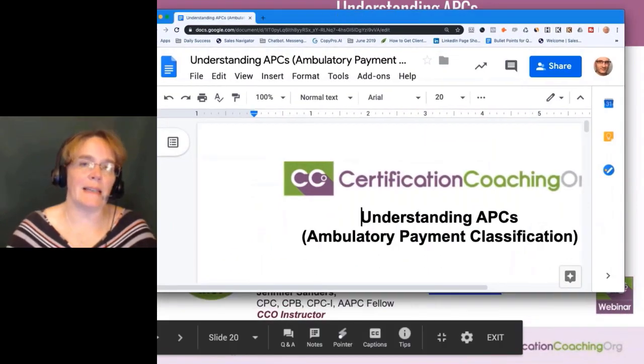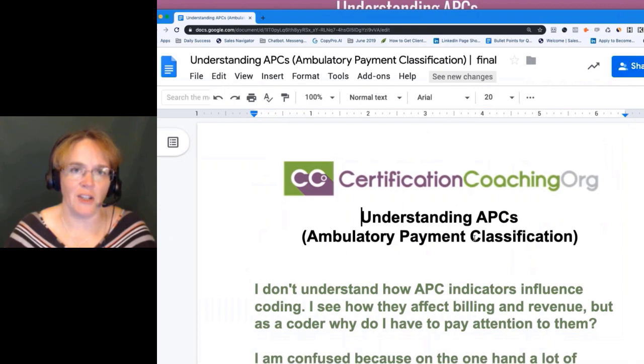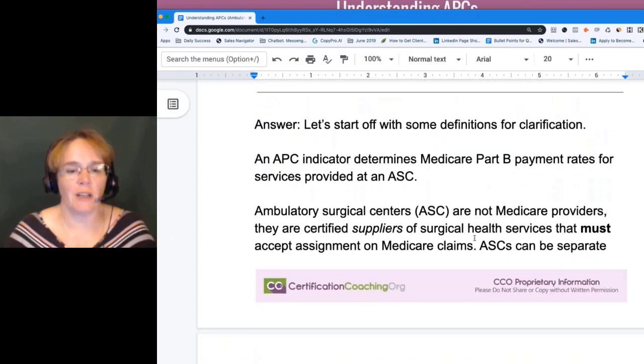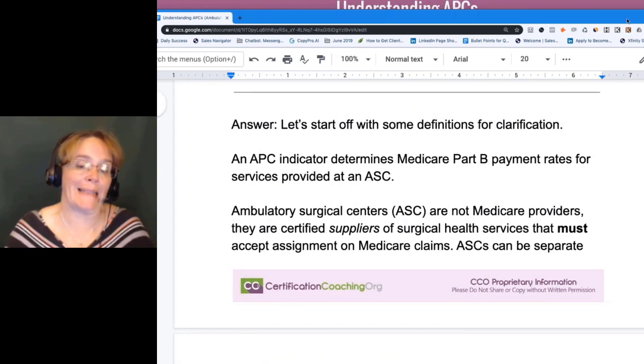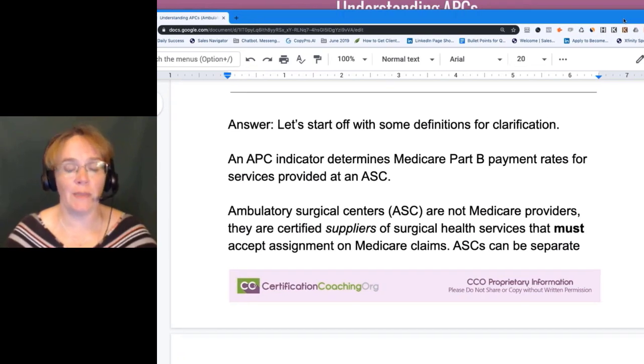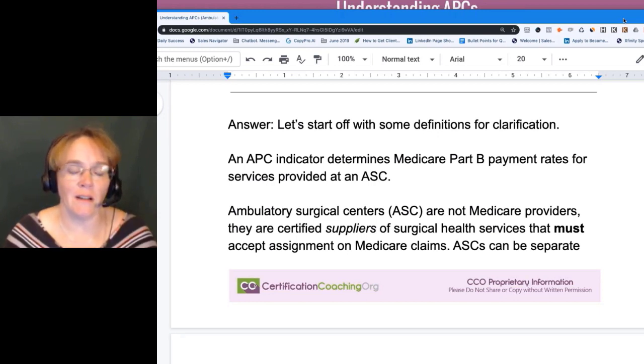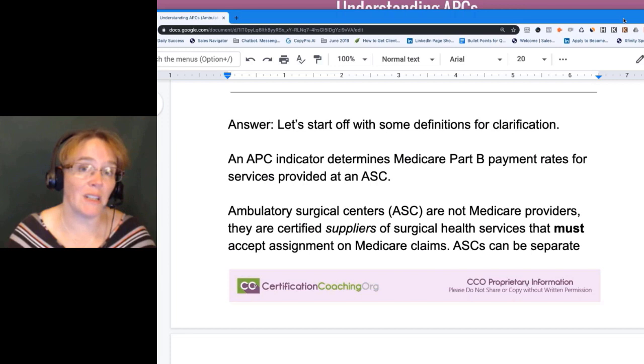So when we're looking at APCs, those are ambulatory payment classifications, established by Medicare, and they are payment rates affiliated with your ASCs, your ambulatory surgical centers. And they deal with the OPPS, which I'll go into in a minute too. ASCs are not Medicare providers, they're suppliers of surgical services, but they must accept Medicare and be participating. They must have their own individual contract with Medicare. So they can be separate from a hospital.